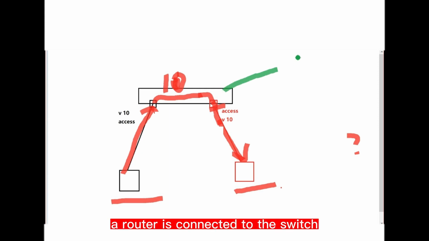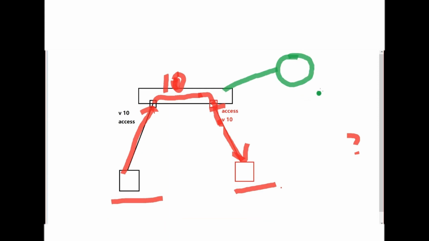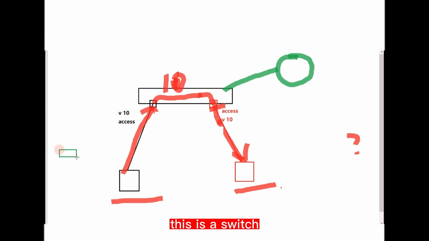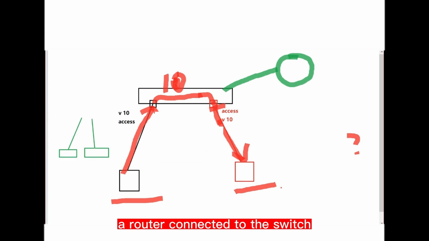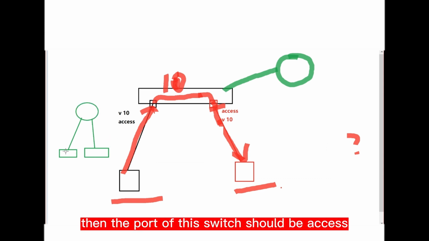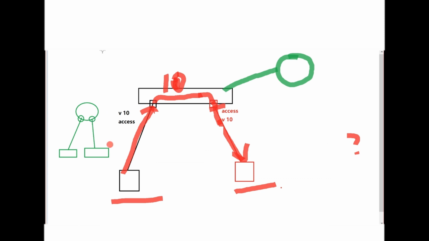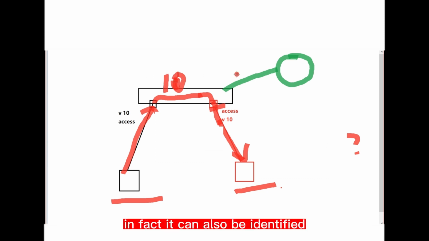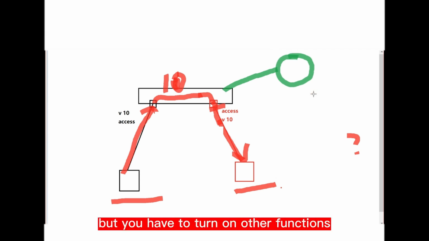A router connected to the switch. If you connect to a router normally in the future, for example, this is a switch, and this is also a switch, with a router connected to the switch, then the port of this switch should be access. Because the final connection is a layer 3 interface, and a layer 3 interface does not know VLAN. So you have to make sure this tag is removed when the data is sent out. Actually, even a router can identify it, but you have to turn on other functions.